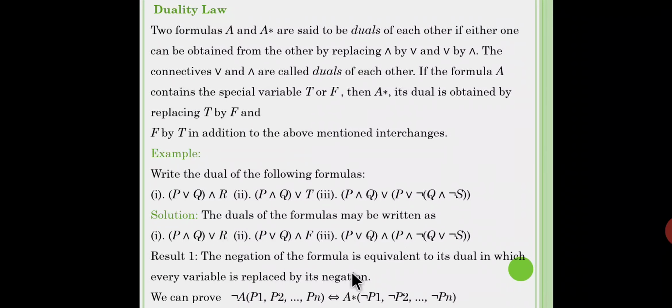The negation of a formula is equivalent to its dual in which every variable is replaced by its negation. So the formula is: negation of A(P1, P2, and so on Pn) is equivalent to A star(negation P1, negation P2, and so on negation Pn).